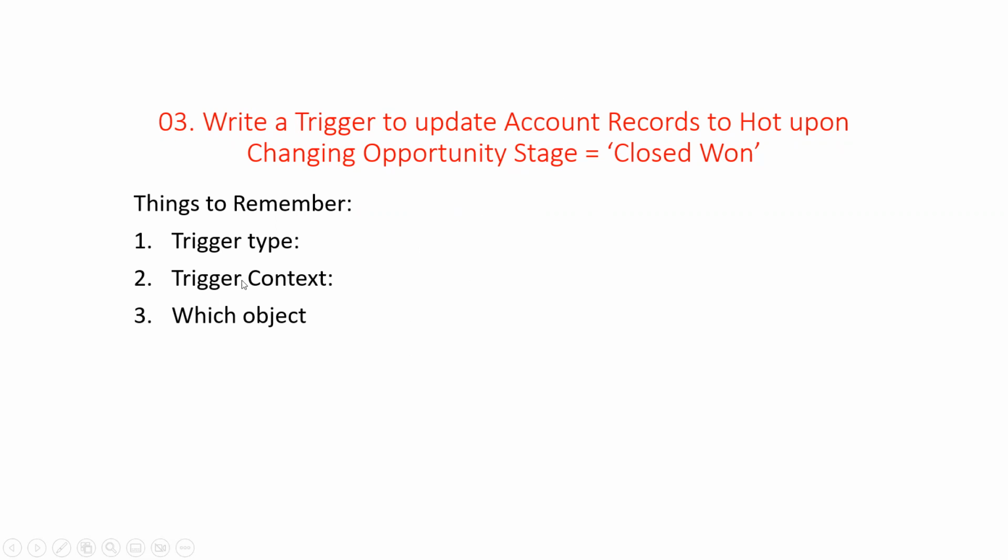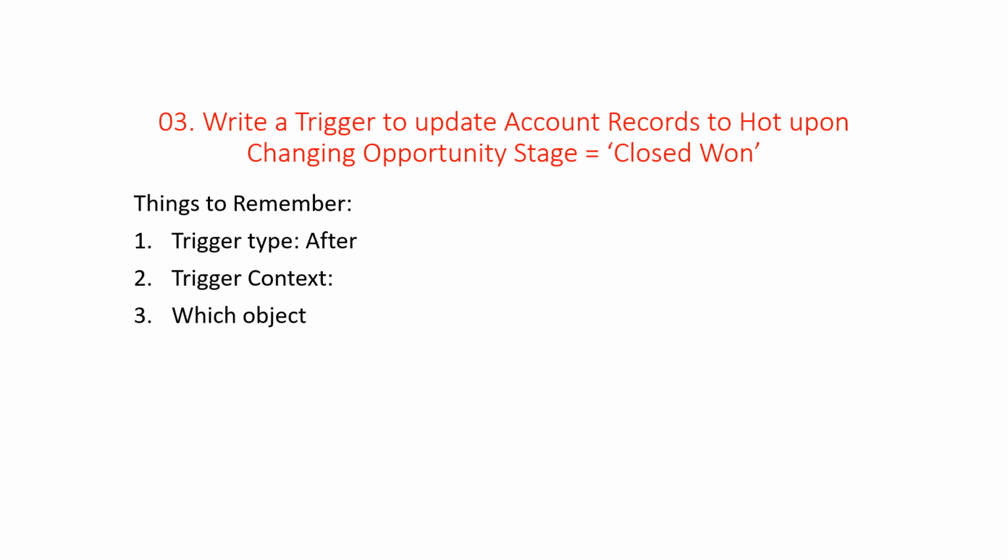So for now, what I'm going to do is the same way. There are a couple of things to remember before writing a trigger. The first thing is trigger type. What type of trigger are you writing to solve this issue? Second thing is trigger context. In what context are you writing the trigger, and on which object. So our first answer is there.